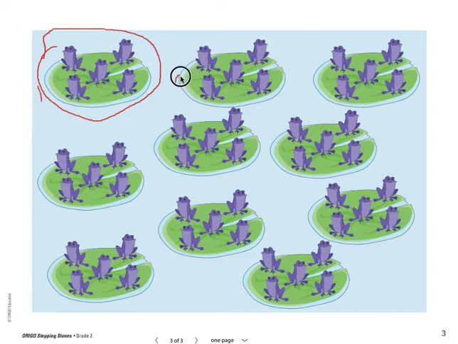We have 1, 2, 3, 4, 5, 6, 7, 8, 9, 10. It would take an awfully long time to go through and count each frog individually. You know what I mean? But we know we have 5 frogs on 10 lily pads. What is a quick way that we could figure out how many frogs there are?